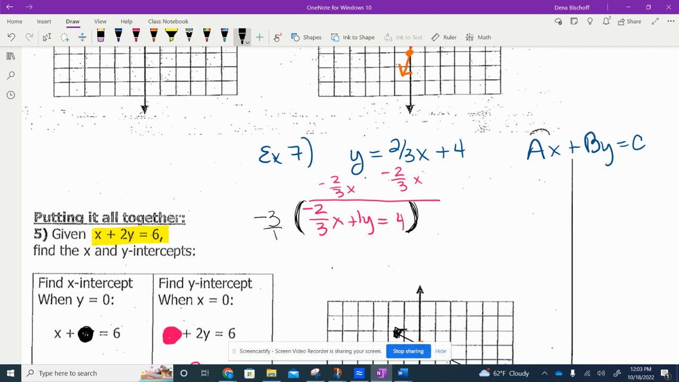So watch what happens here. I have negative 3 times negative 2/3, which is positive 6 over 3, x. And I have negative 3 times 1, which is negative 3, y. And I have negative 3 times 4, which is negative 12. Does 6 over 3 reduce to what? Yeah, it reduces to 2 over 1, which is the same thing as 2. So this equation is now in standard form. My first number is positive, and it's an integer.